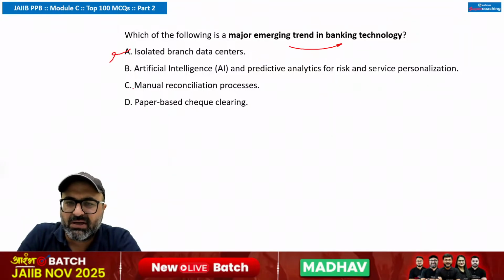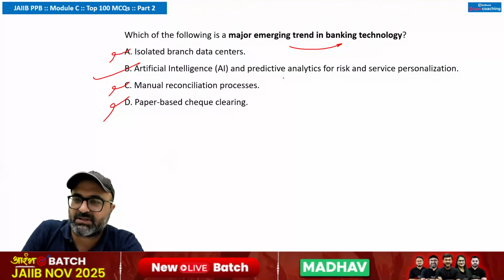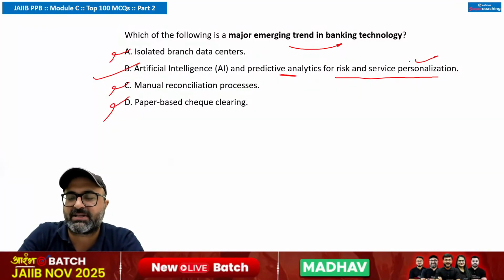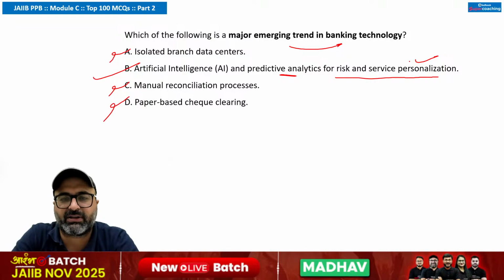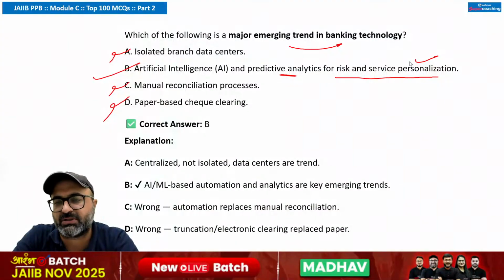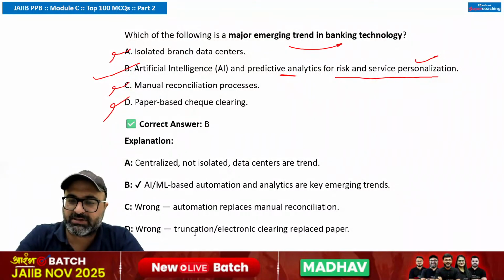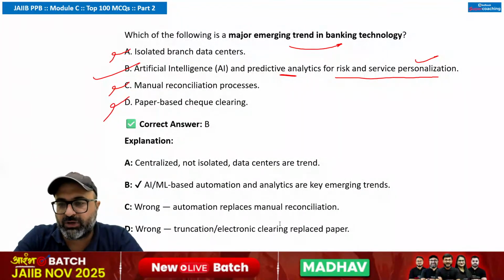No sir. मैनुअल रिकंसाइलेशन प्रोसेस बिल्कुल भी नहीं. पेपर बेस्ड चेक क्लियरिंग ये तो खत्म ही हो गया. आर्टिफिशियल इंटेलिजेंस एंड प्रिडिक्टिव एनालिटिक्स फॉर रिस्क एंड सर्विस personalization is the major emerging trend in the banking technology. So B option is the correct answer. Is it clear? समझ आ रहा है? Let's move on to the next question now.